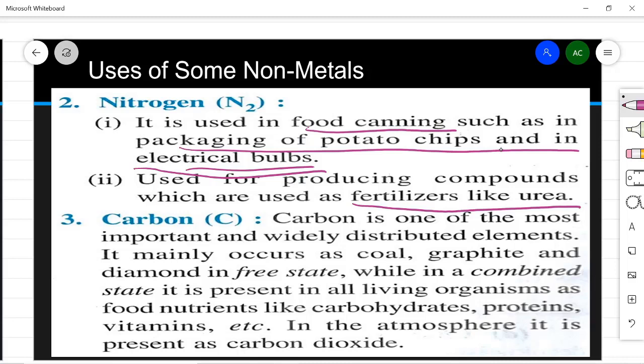देन यूज़ ऑफ कार्बन, इट इज़ वन ऑफ द मोस्ट इंपॉर्टेंट एंड वाइडली डिस्ट्रीब्यूटेड एलिमेंट. हर चीज़ में कार्बन मिलेगा आपको, कोल में, ग्रेफाइट में, डायमंड में, इन तीनों में फ्री स्टेट में. जब कंबाइंड स्टेट में सारे लिविंग ऑर्गेनिज्म के अंदर कार्बन है. फूड कार्बन है, फूड न्यूट्रिएंट्स लाइक कार्बोहाइड्रेट, प्रोटीन्स, विटामिन्स, ये सब कार्बन कंपाउंड्स हैं. और एटमॉस्फेयर में कार्बन डाइऑक्साइड की फॉर्म में हमें मिलती है.